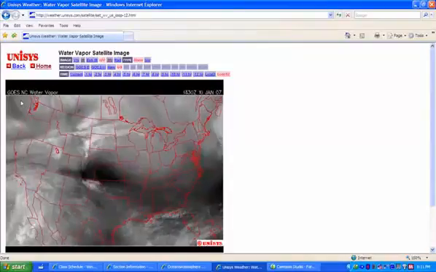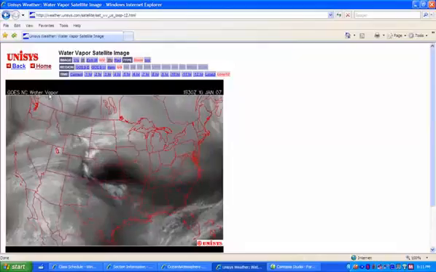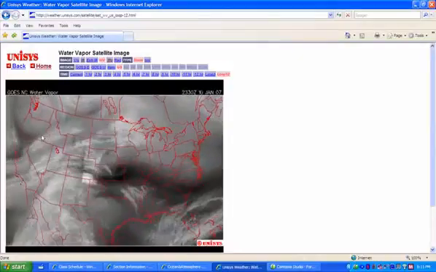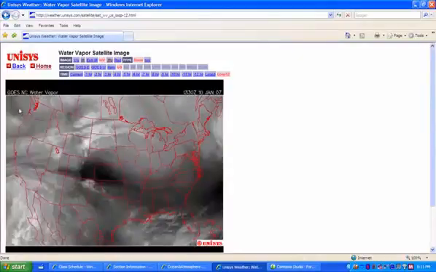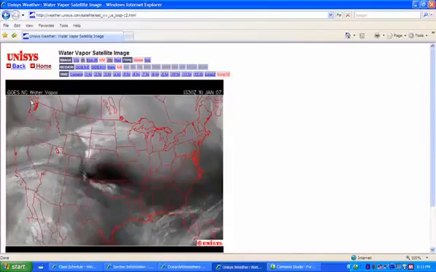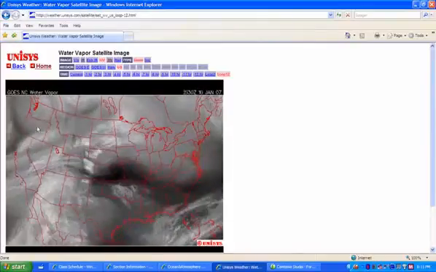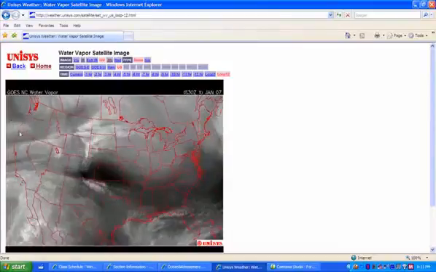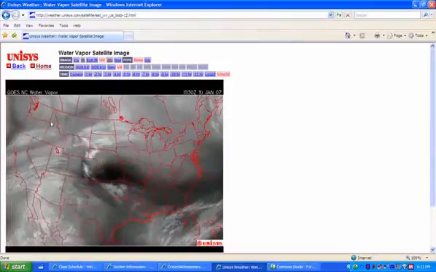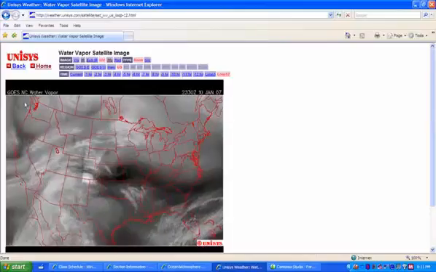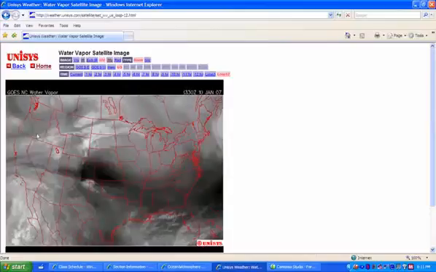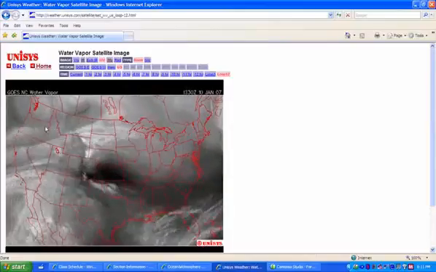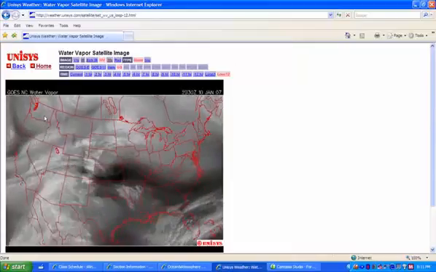Notice that we have kind of a counterclockwise turn to the features, or at least to the water vapor imagery. This is indicative of what we call low pressure. Recall that winds around low pressure are counterclockwise. So we have a low pressure area showing up here, or at least the circulation pattern of a low pressure area here in water vapor imagery.